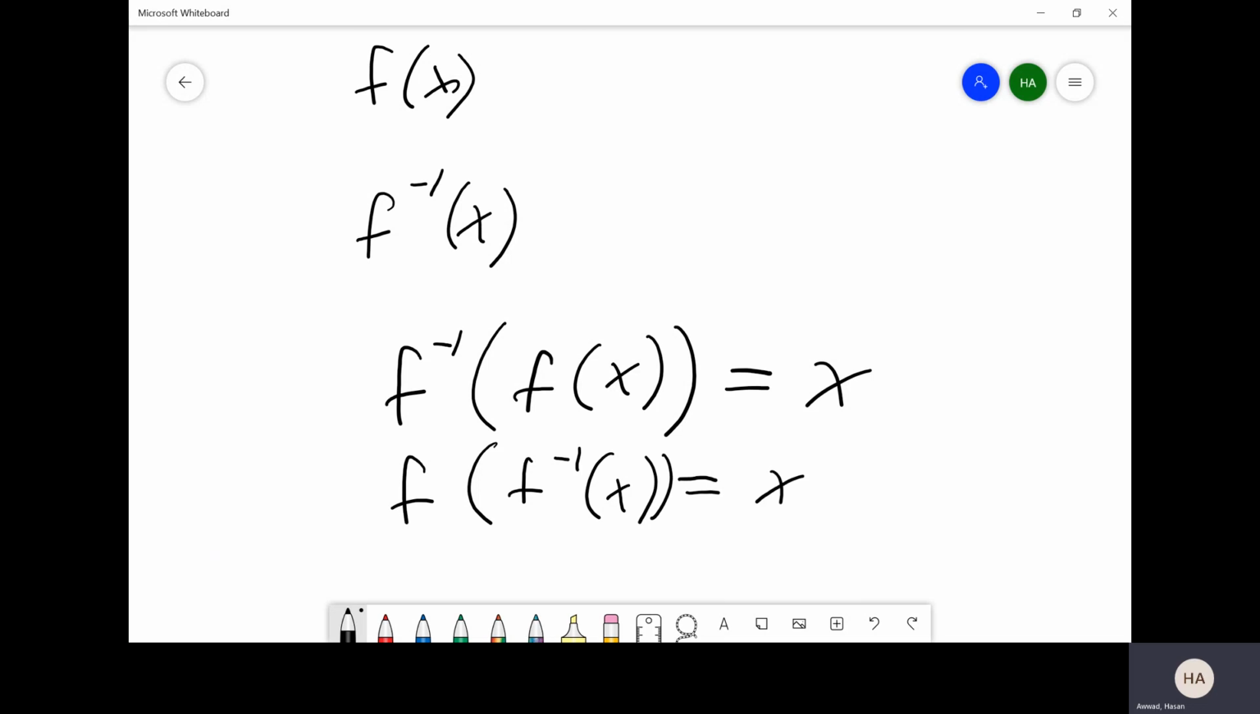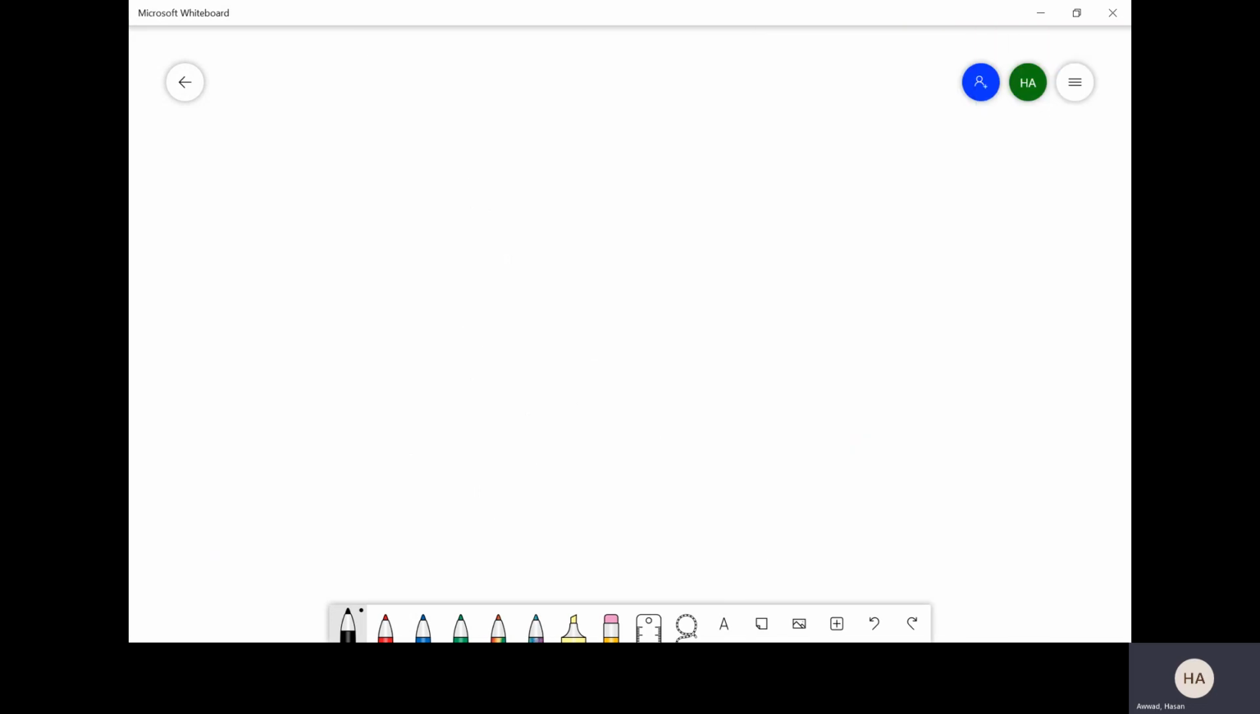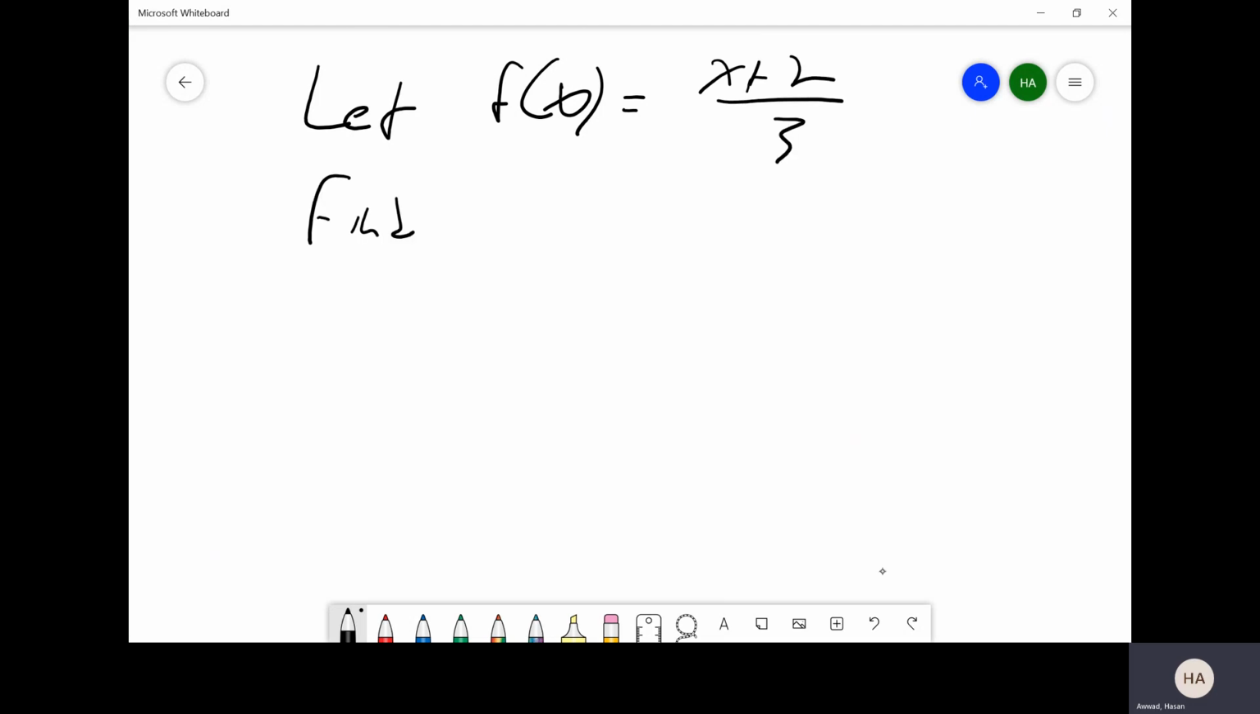Okay, so we should talk about how we actually find the inverse function. Let's try to figure this out together. Let's say we have f of x equal to x plus 2 over 3, and I want to find the inverse function, the inverse of f of x. Also, I'm not going to write it out, but secondarily, I want to prove that this really is the inverse function.